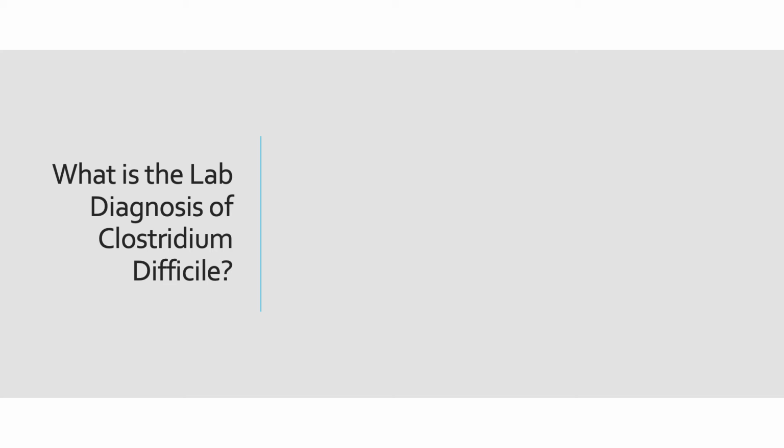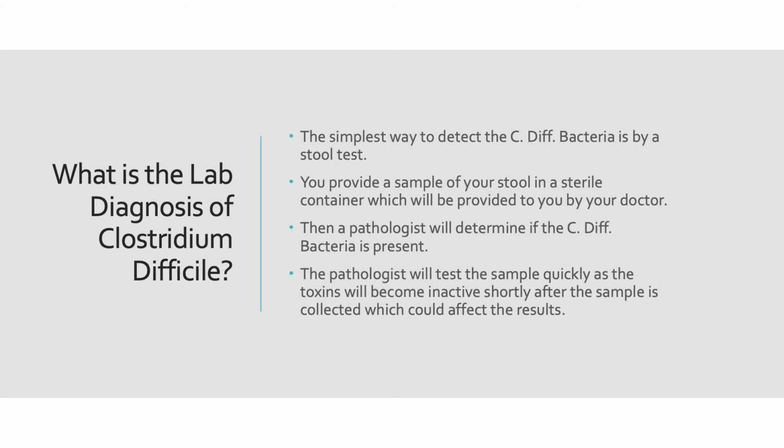What is the lab diagnosis of Clostridium difficile? The simplest way to detect the C. diff bacteria is by a stool test. You provide a sample of your stool in a sterile container which will be provided to you by your doctor. Then a pathologist will determine if the C. diff bacteria is present. The pathologist will test the sample very quickly as the toxins will become inactive shortly after the sample is collected, which could affect the results.